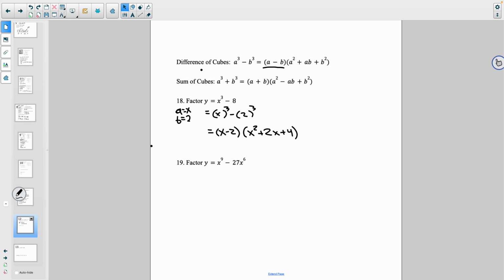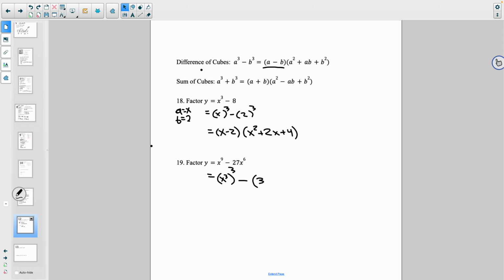Now this one a little trickier, still difference of cubes, but we want to write it as something to the third, right? So here we actually want it to be x cubed to the third. Remember, we can multiply together these exponents when we're raising an exponent to an exponent, right? And same thing here, right? So here, what cubed is 27? That's actually going to be 3.